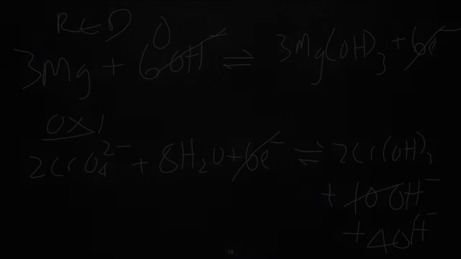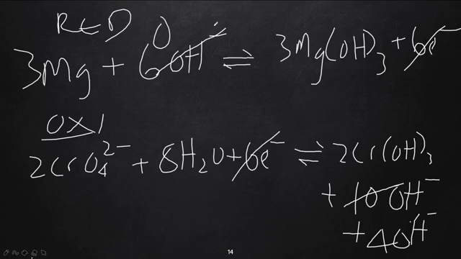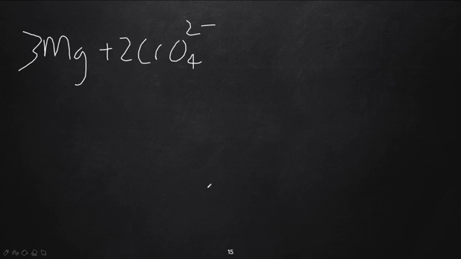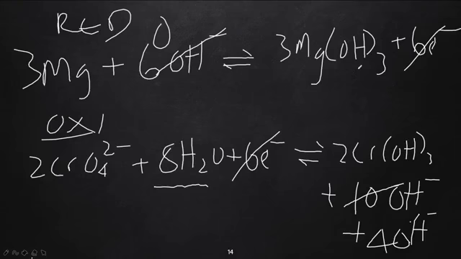Now there's nothing else to cancel, so we combine the oxidation and the reduction half equations. So let's combine that. That is 3 Mg plus 2 chromate ions, 2 CrO4 2 minus, plus also now on this side we only have 8 H2O. And that will give us our reversible sign of 2 Cr.